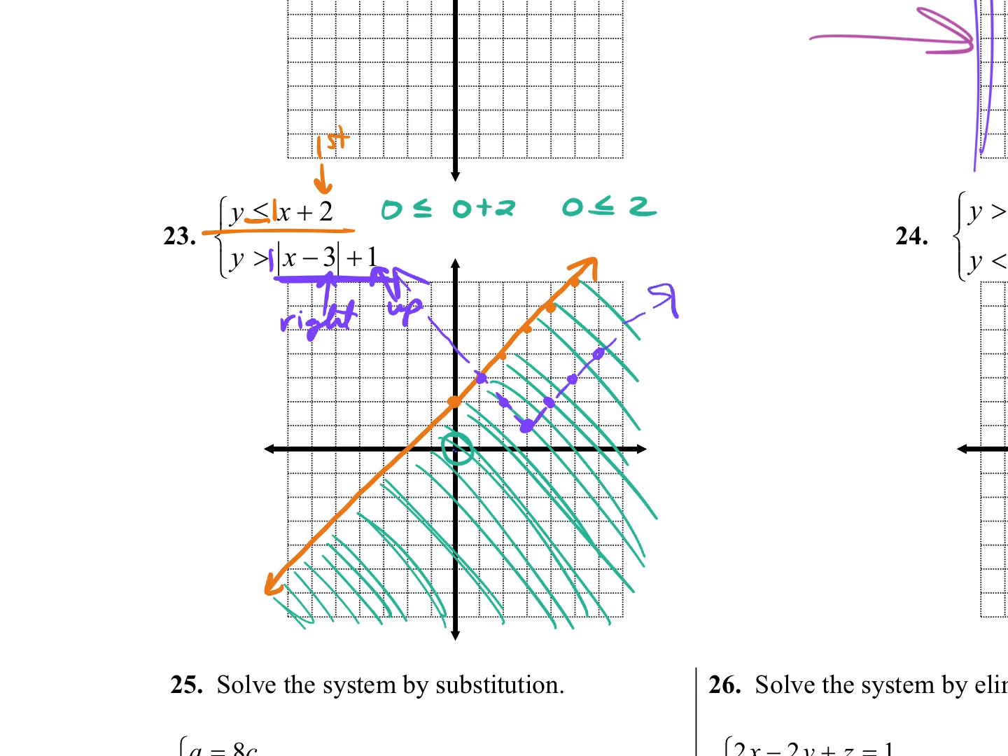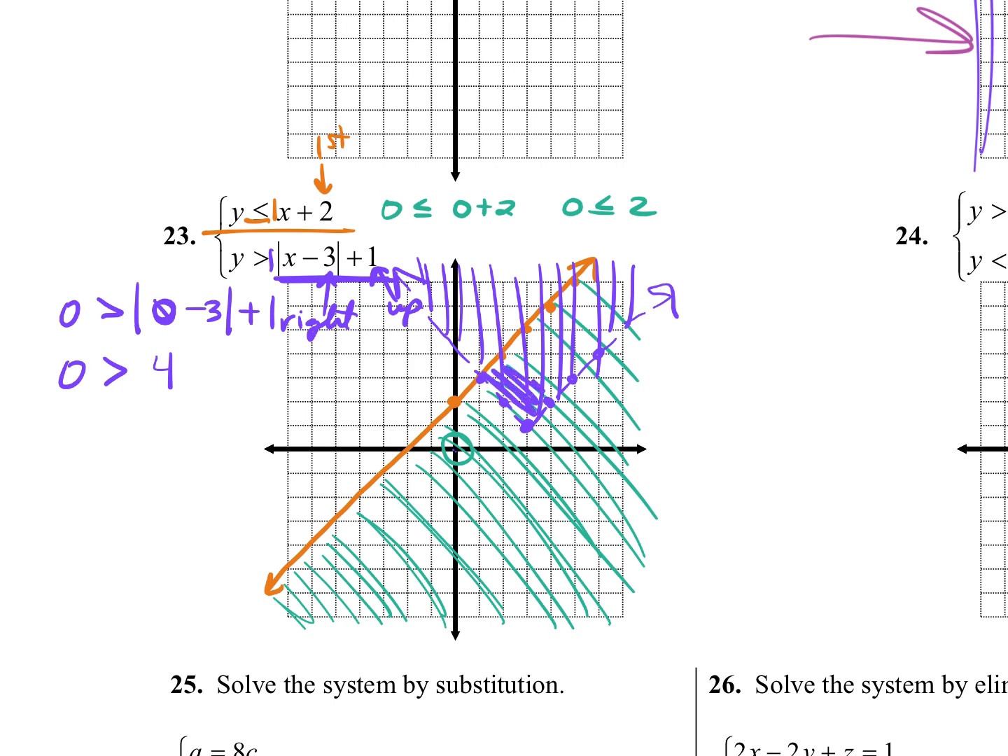Okay, now plug in 0, 0. 0 is greater than the absolute value of 0 minus 3, plus 1. So 0 is greater than, what's the absolute value of negative 3? 3. 3 plus 1 is 4. Is 0 greater than 4? No. So do we shade where 0, 0 is? No. So instead of going below the V, we're going to go above the V like this, which means your answer is that chunk.